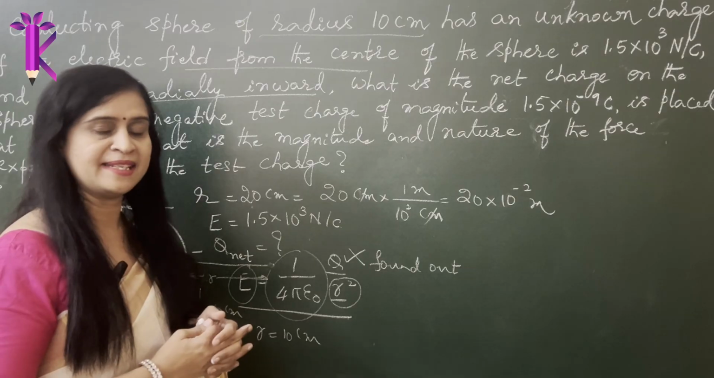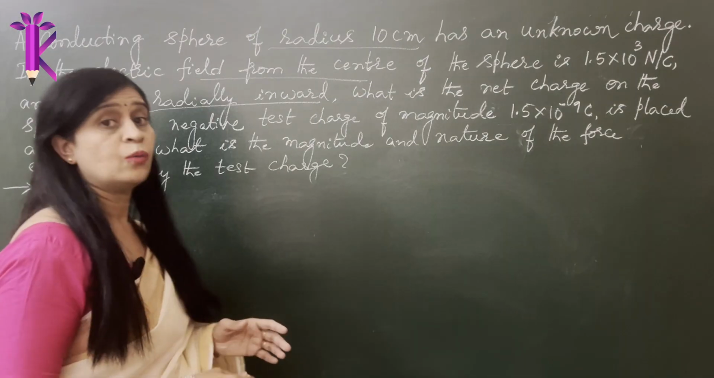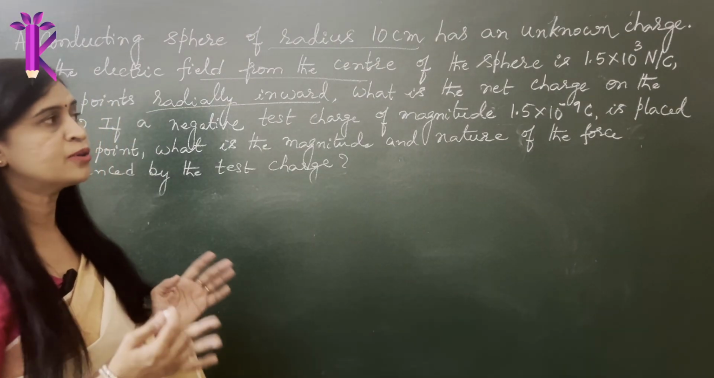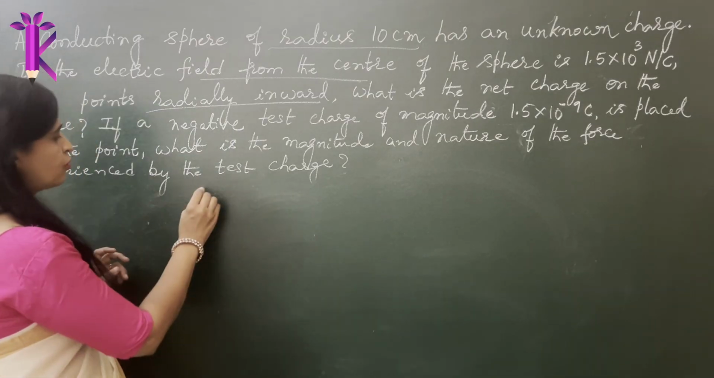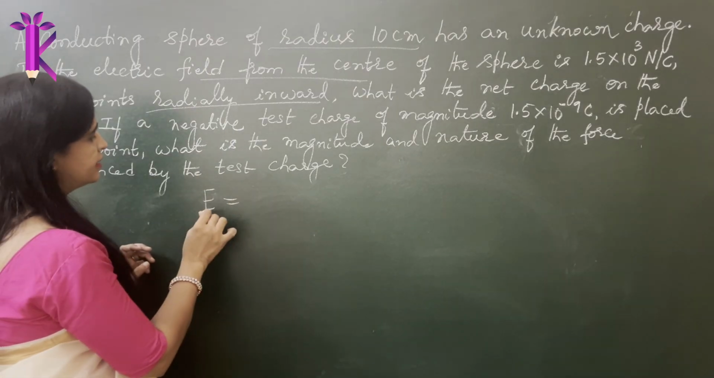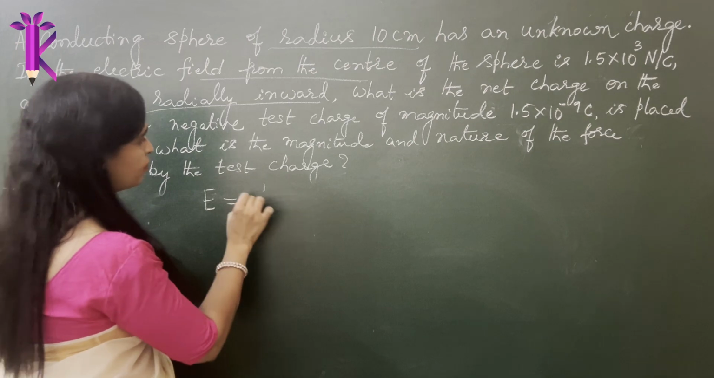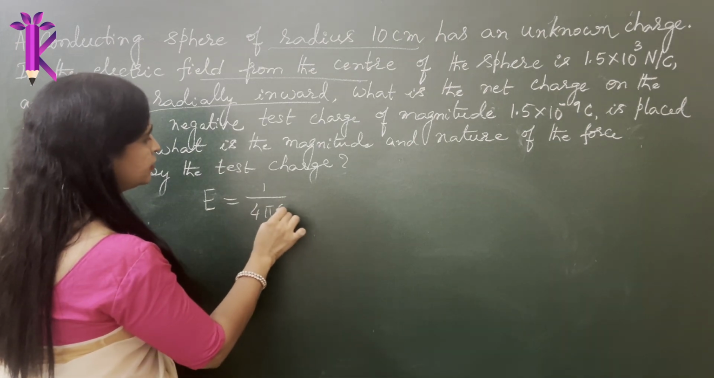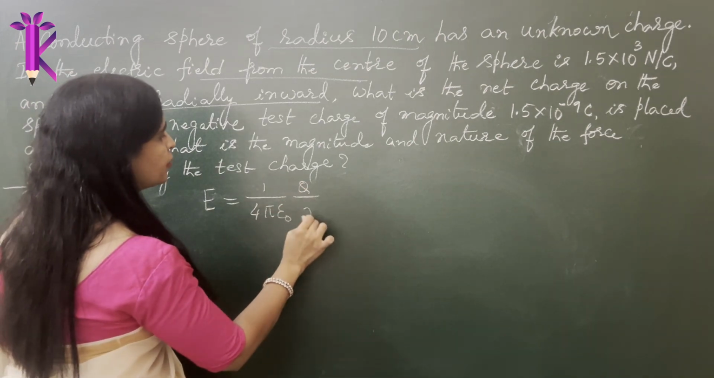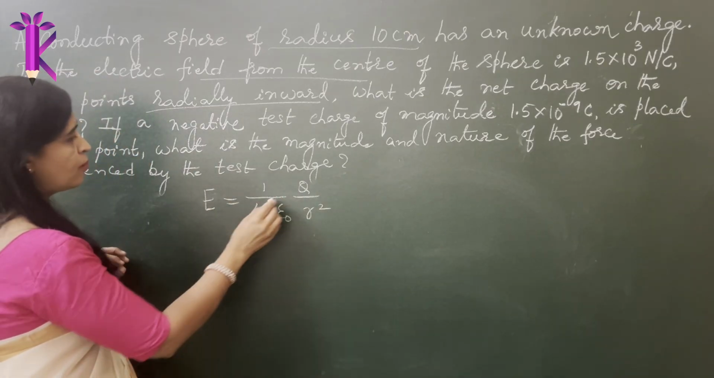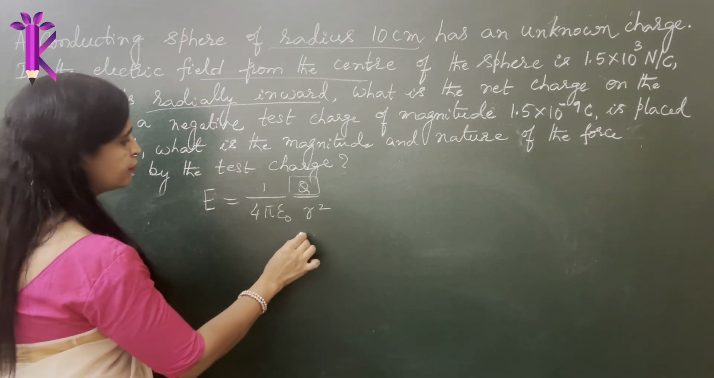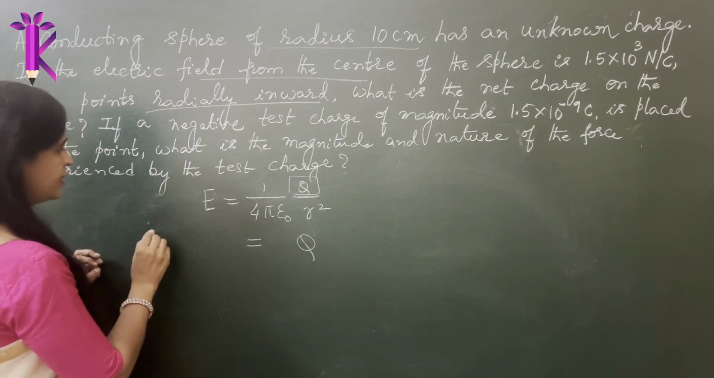I will reveal it in a while like usual. Well, I hope you are able to figure the answer out. If not, let's do it together. So we know the electric field at the center is given by 1 by 4 pi epsilon naught into Q divided by R square. Q is unknown. Let's rewrite the formula for Q. So retain Q here.